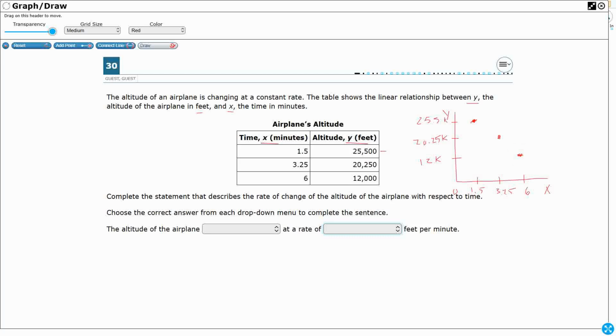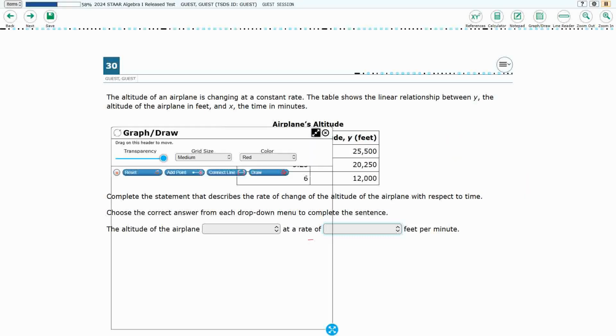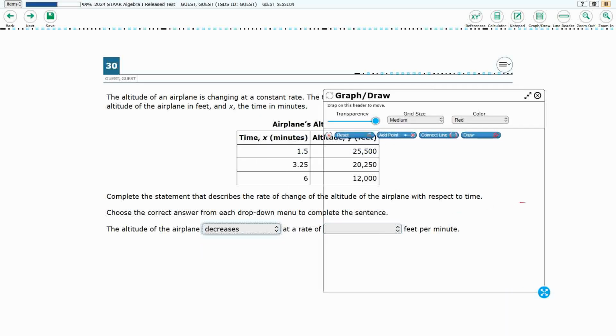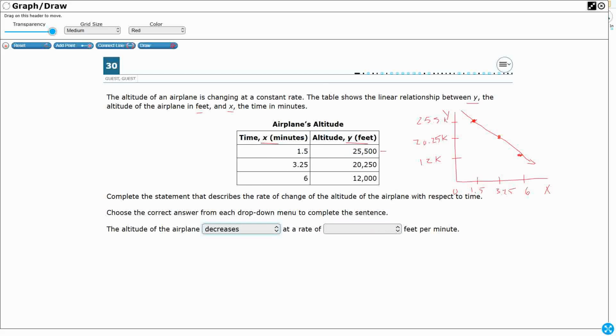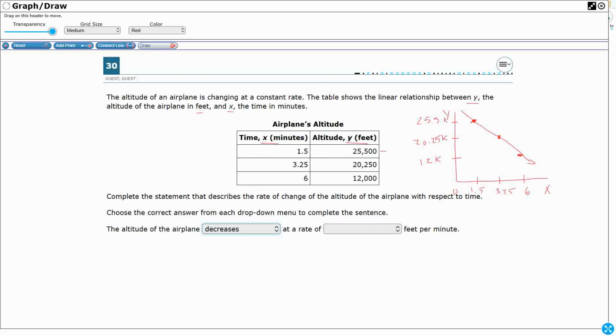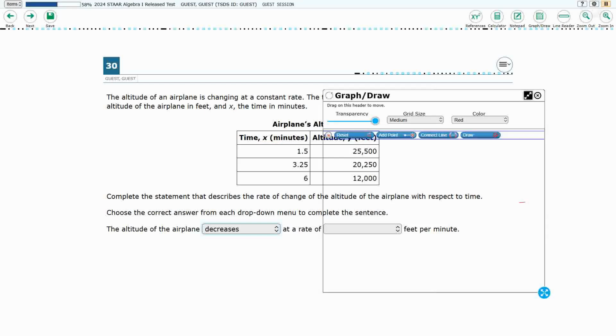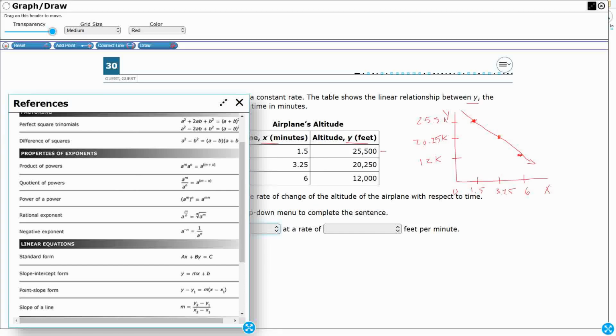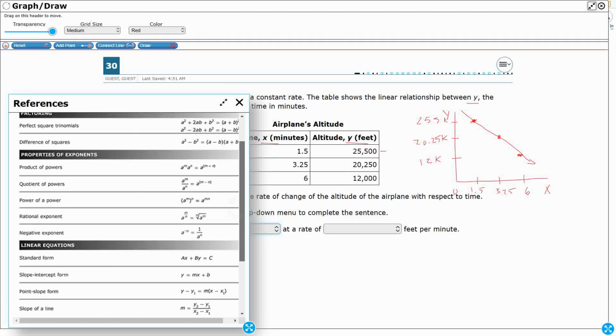So as you can see here, we are descending, right? Our altitude is getting lower as time moves on. So we can go ahead and mark that right here. It decreases. It's descending. Now, how much is it descending? Well, we can look at our reference materials. We realize that what we're trying to calculate is the slope of this line. How do we find the slope of a line? It's right there at the very bottom.